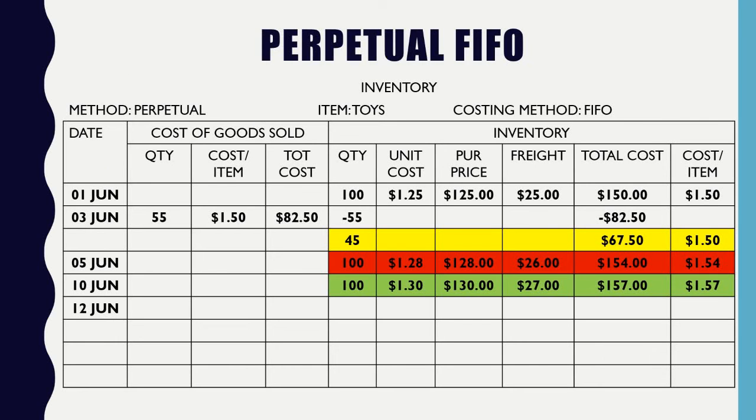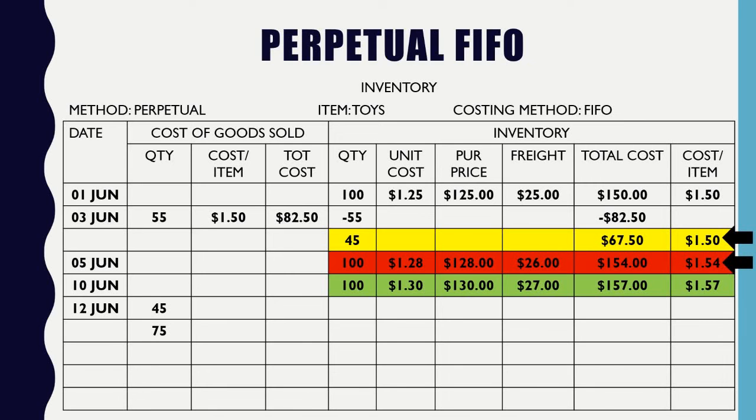I only have 45 in my yellow batch, and I'm gonna obviously take something out of the red batch. So here, I recognize I'm gonna get rid of my 45, which is my yellow one, and I'm gonna take 75 out of the 100 items here to get me my numbers. So again, I'm gonna look at my cost per item, right? I recognize that my yellow batch is going to be for $1.50. My red batch is going to be for $1.54.